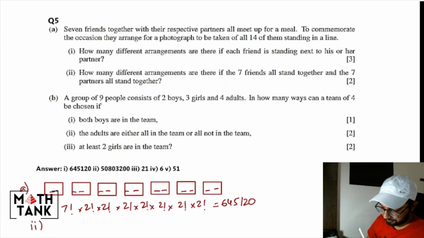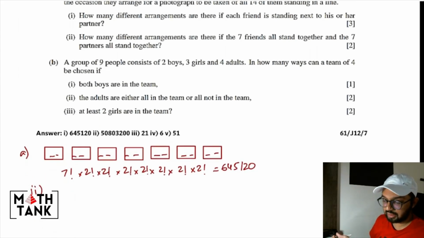Then part 2. How many different arrangements are there if the 7 friends all stand together and the 7 partners all stand together? That's relatively simple.